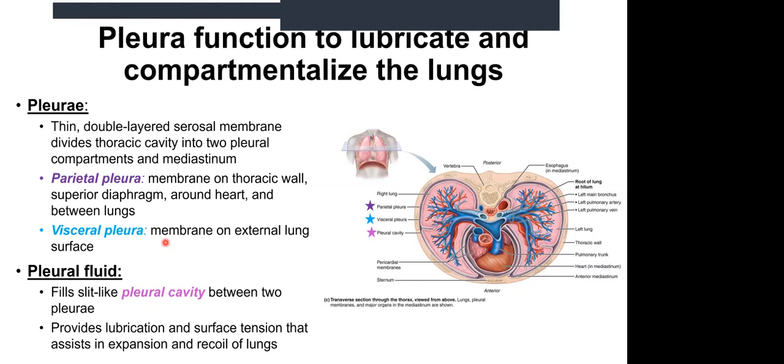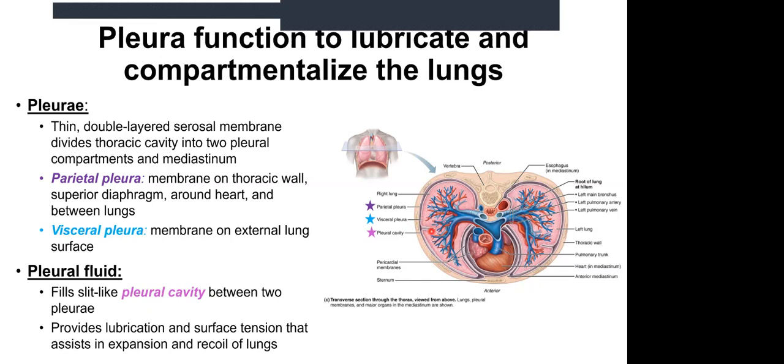The parietal pleura is what you see here in purple, and this membrane is on the thoracic wall. It's superior to the diaphragm, around the heart, and between the lungs. And then the visceral pleura is what's actually touching the lungs, just like the visceral pericardium was touching the heart.